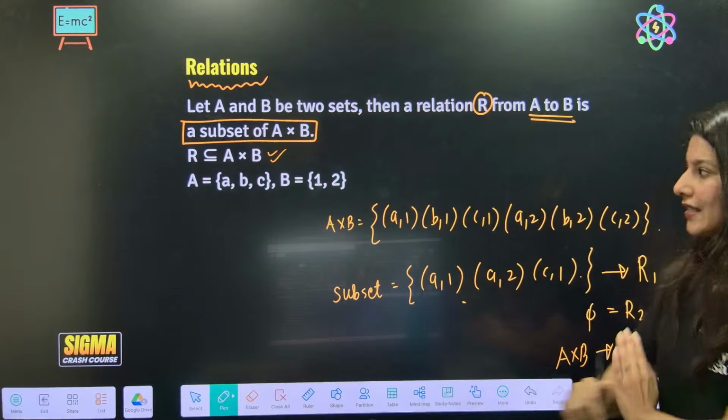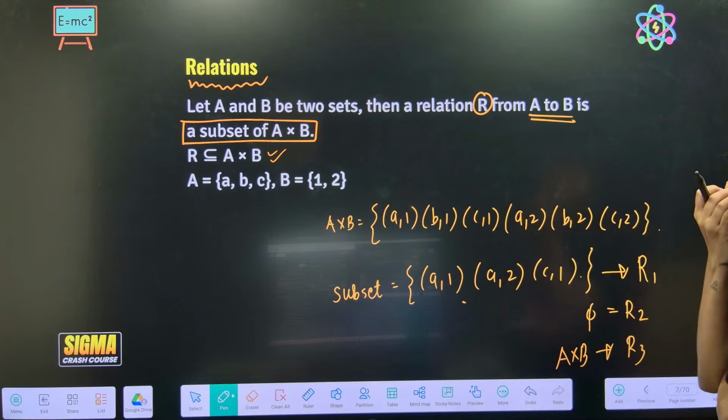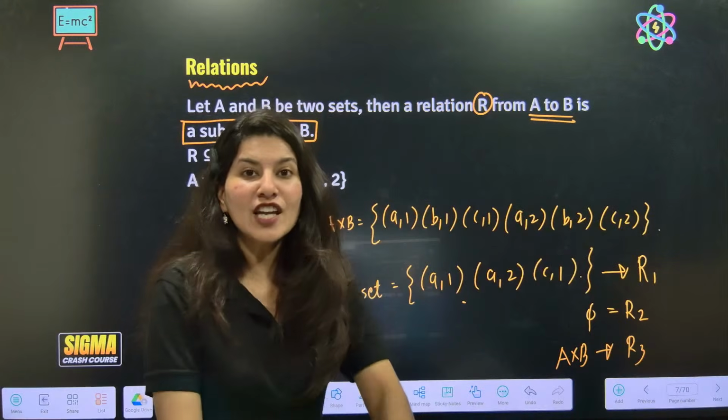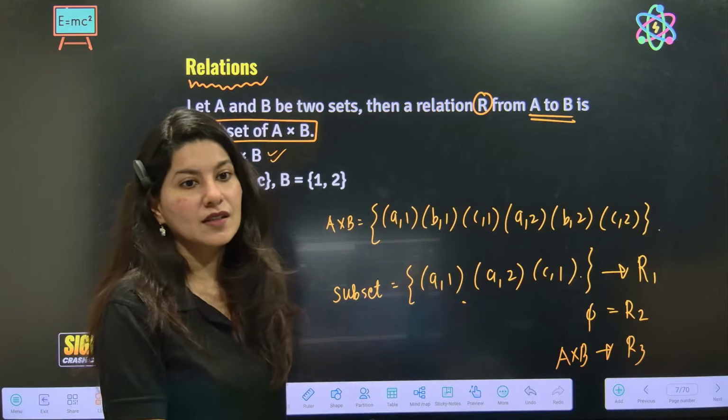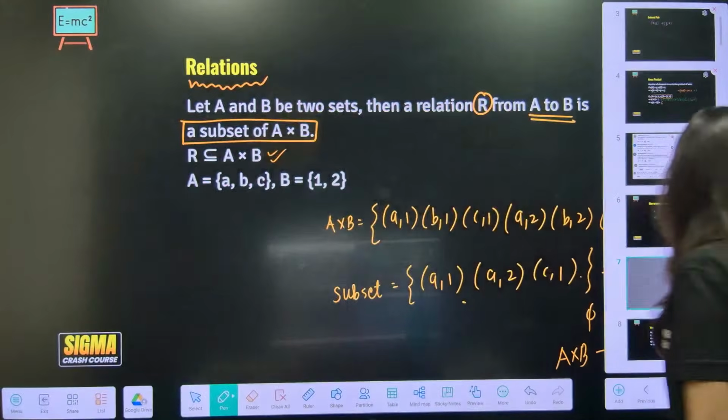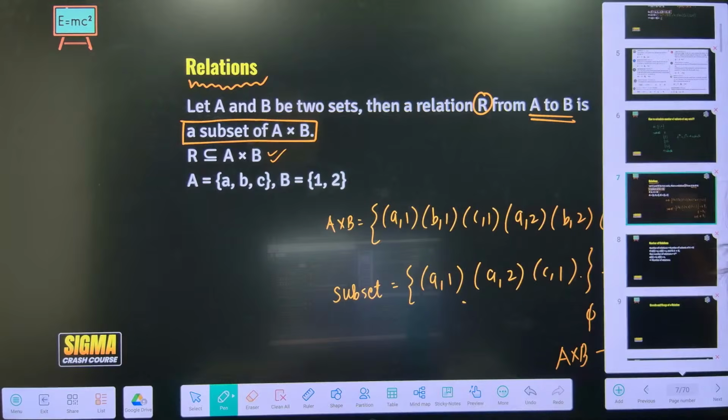Relation is what? Subset. Yes, ma'am. So now it's up to you, ma'am. How many subsets of A cross B can you create? Those many relations will be there.